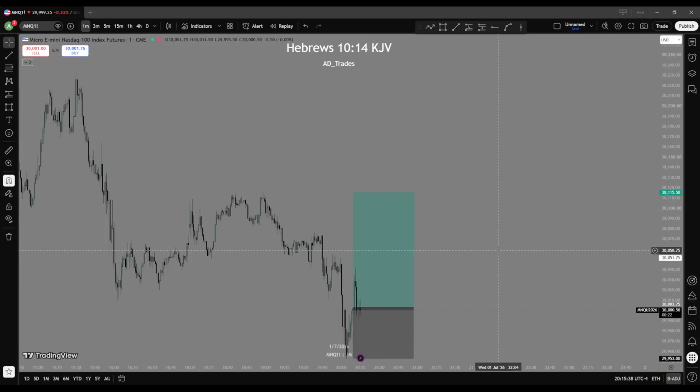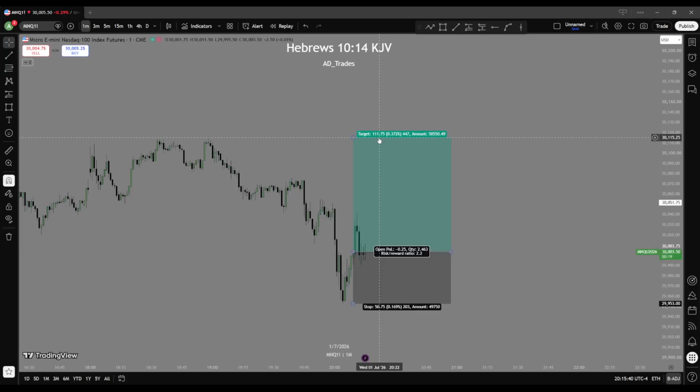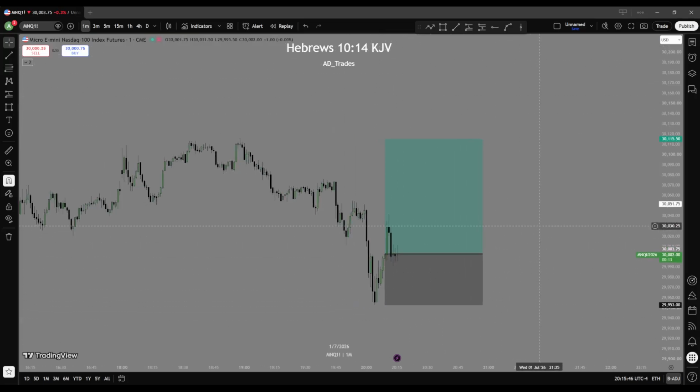I'll just leave a runner. That's what it means. It means that you're leaving 1 or 2 contracts left to do whatever they want, right? You don't mind if they go all the way up, or you don't mind if they crash, right? Oh, and then one more term that I actually forgot to mention is break even.